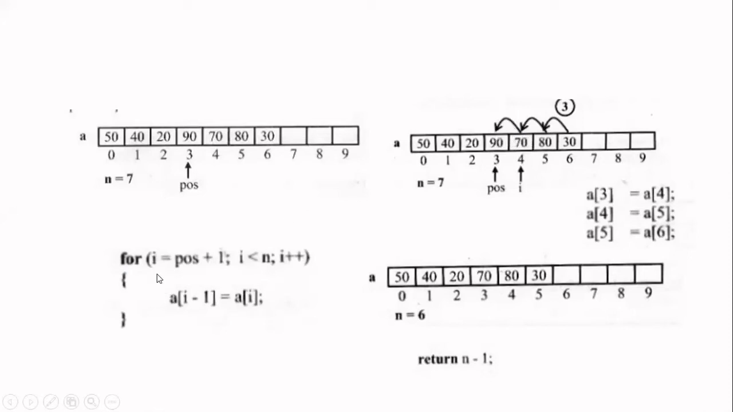So your for loop will start from i = pos + 1. Try to understand why it is pos plus 1. Pos is now empty. Whatever is available in pos plus 1, I have to put it in pos. So I am starting the for loop at i = pos + 1. Then in this particular step, whatever is available in pos plus 1, I will put in this position. That is, from the index 4, you are going to put it in the index 3. So I am writing A of i, whatever is available in A of i, I am going to place in A of i minus 1.